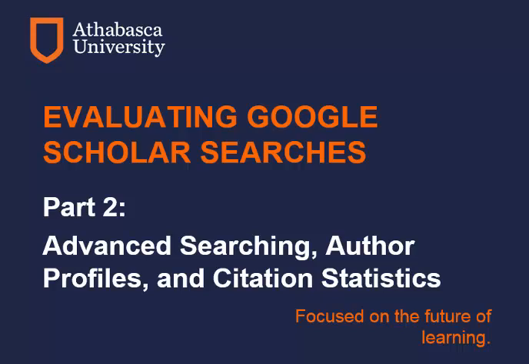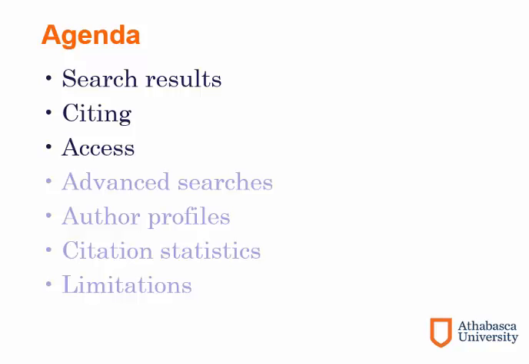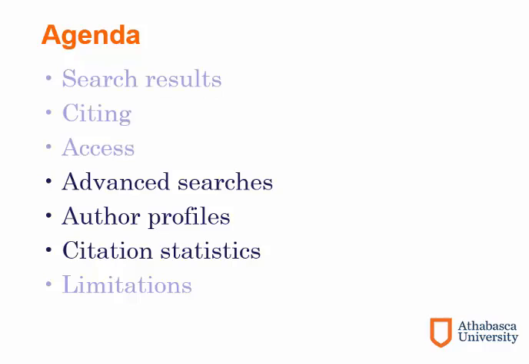Welcome to part 2 of this tutorial series on evaluating the results of your Google Scholar searches. In part 1 of this series, we looked at what your Google Scholar search results mean, how to use the cite function, and how to access items from your search results. In this video, we focus on carrying out advanced Google Scholar searches, accessing author profiles, and interpreting citation statistics.